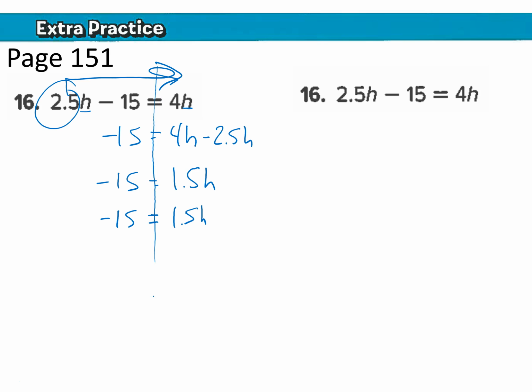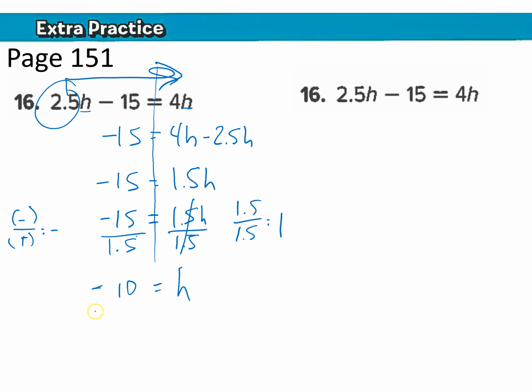And notice I always bring my equal sign straight down. Divide both sides by 1.5. Why? Because 1.5 divided by 1.5 is 1. And that gives me that 1h by itself. A negative divided by a positive is going to be negative. So I know my answer is negative, and my answer is going to be 10, I believe. Let me check that on the calculator. Yes, it is 10.